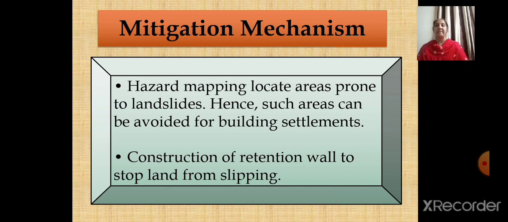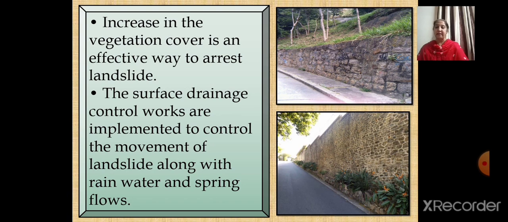The first is hazard mapping, to locate areas prone to landslides. Hence, such areas can be avoided for building settlements. Then the second is the construction of retention walls to stop land from slipping. Then the next is that increasing the vegetation cover is an effective way to arrest landslides. Then the next is that surface drainage control works are implemented to control the movement of landslides along with the rainwater and the spring flows.